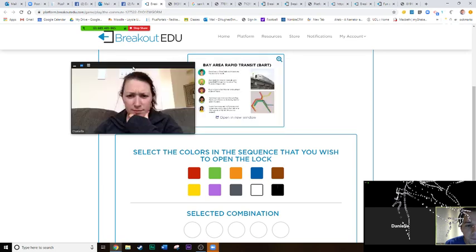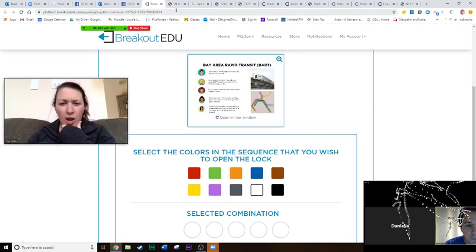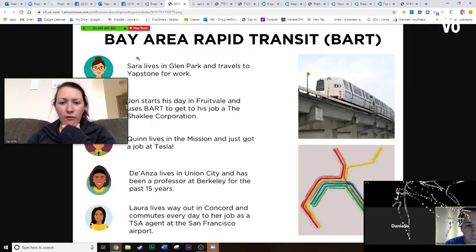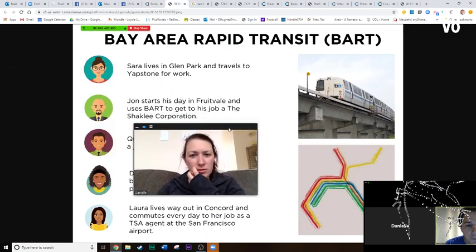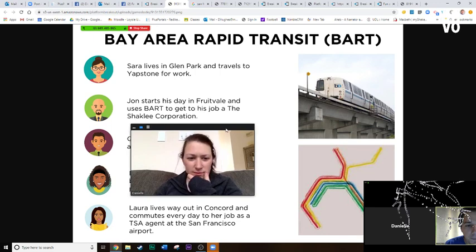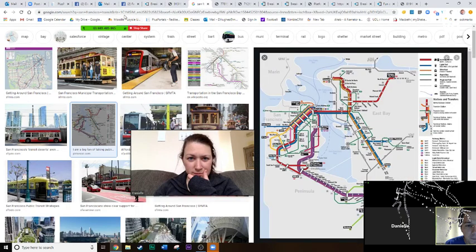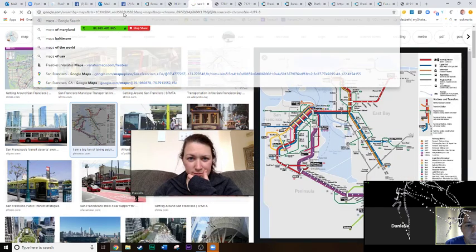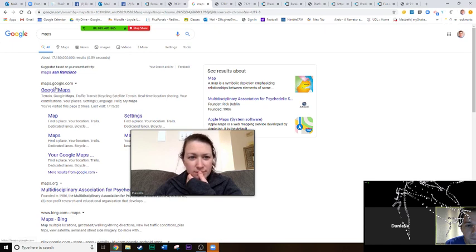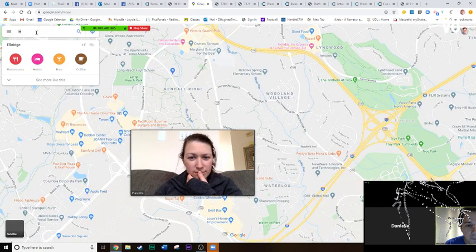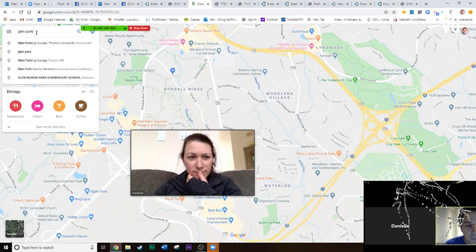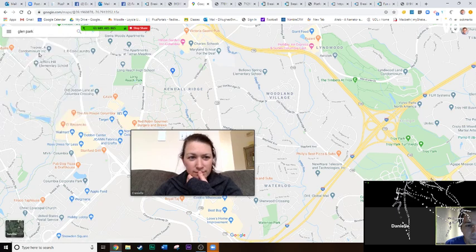Okay, so these people have... So maybe from how far away they travel? Yeah, close to far or far to close. Right, far to close. So that we can look up, right? Glen Park to Yapstone, we can look that up on Google Maps. It was Glen Park, is that right? Mm-hmm. Glen Park.